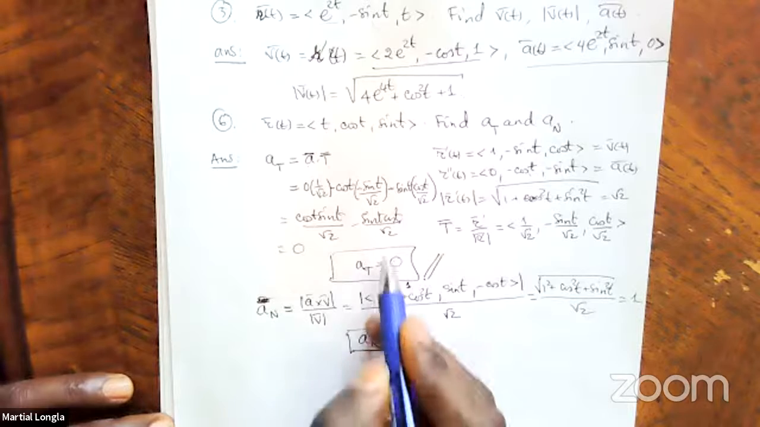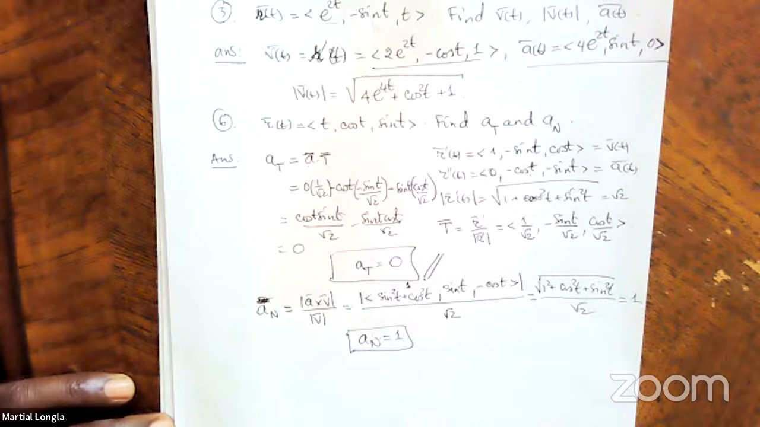This technically means that the acceleration is always normal. The acceleration is always in a direction that is orthogonal to the velocity.